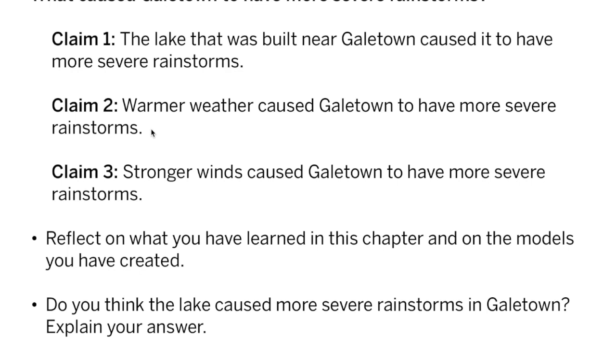And you need to be able to pick a claim. If you're not 100% certain on a claim, you can definitely support one claim without saying that the others are wrong. So your CER should answer the question, what caused Gale Town to have more severe rainstorms? And right now, we mostly have evidence for claim 1, but we do not have evidence to say claim 2 and 3 are not correct.